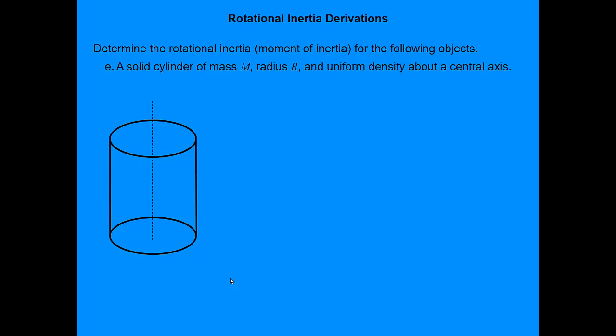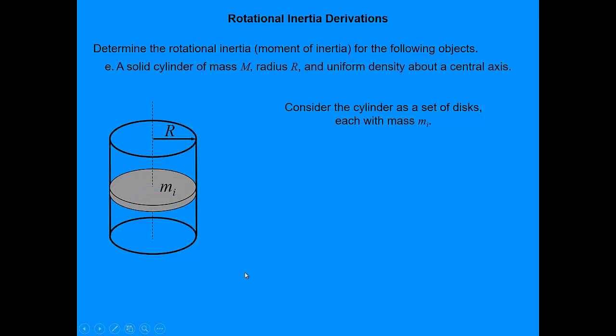Well, what we're going to do here is much like we did with a cylindrical shell. Rather than redo the calculus, we're going to break up this solid cylinder of radius r into a bunch of disks. Each disk has a mass mi. And then we are going to sum the rotational inertia of each one of those disks, as we go from the bottom to the top, and that will capture the total rotational inertia. As we just proved, the rotational inertia of each disk is 1/2 mi r squared, where mi is the mass of each little disk.